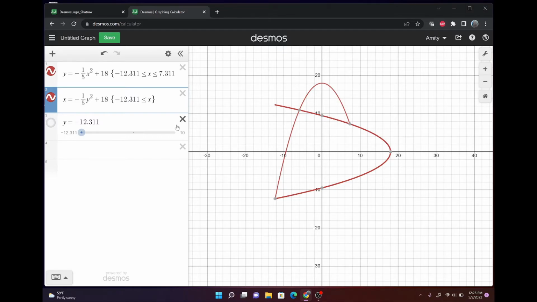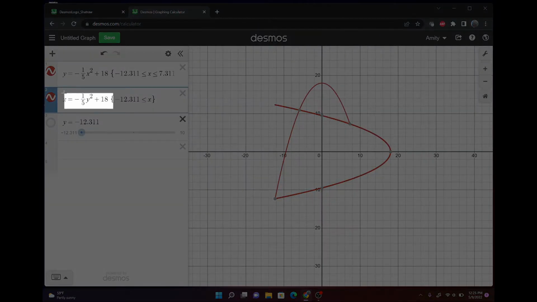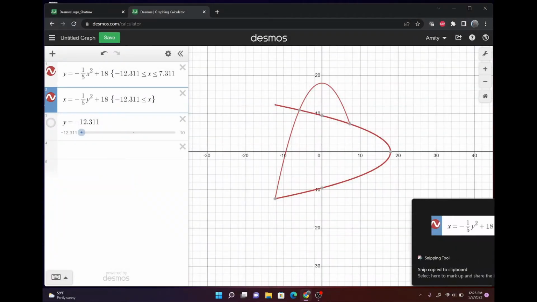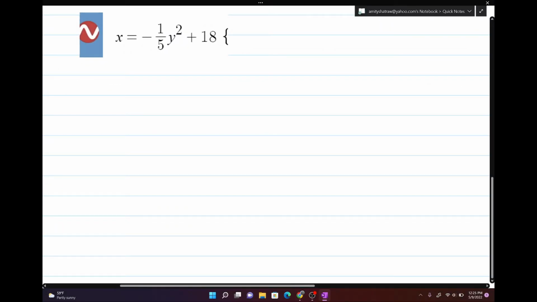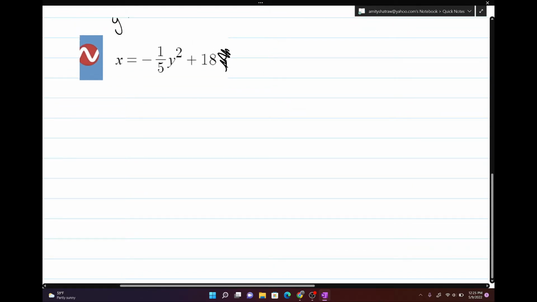So this is the equation that we're working with. And what we've done is the first part of creating that inverse. It's up there, but here you go. This is an inverse that's been started. What we did was we had y equals negative 1/5 x squared plus 18.